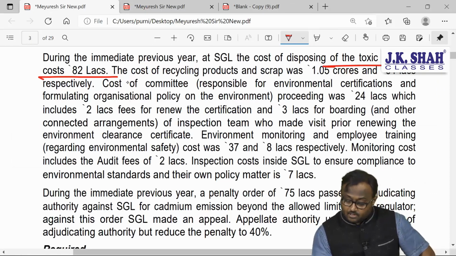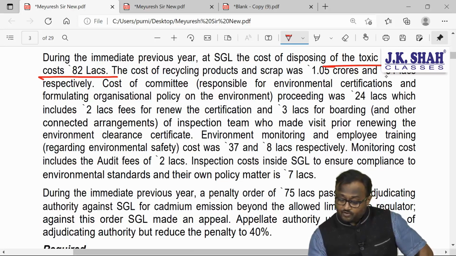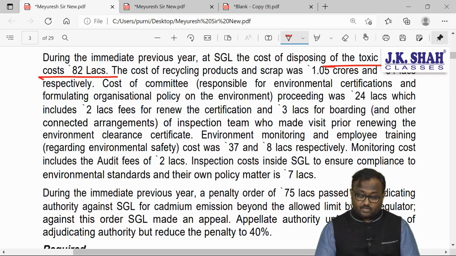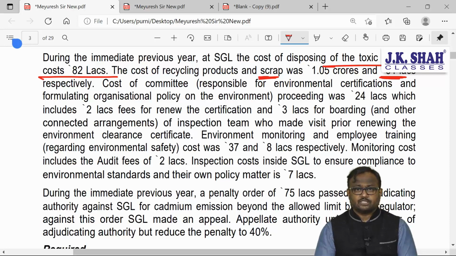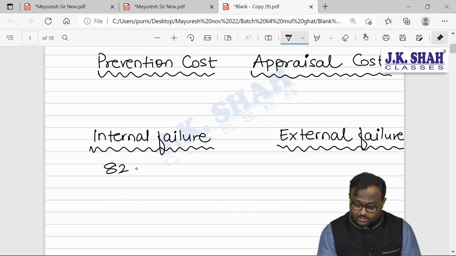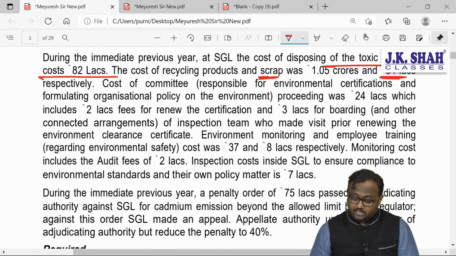Recycling, the cost of recycling the product and scrap was 1.05 crores and 64 lakhs respectively. Okay, I can take 64 as scrap recycling. Scrap recycling means scrap will get into existence once the production process is done. Scrap is a wastage generated in the production process. Since you generated wastage, you are incurring this cost on recycling this wastage.